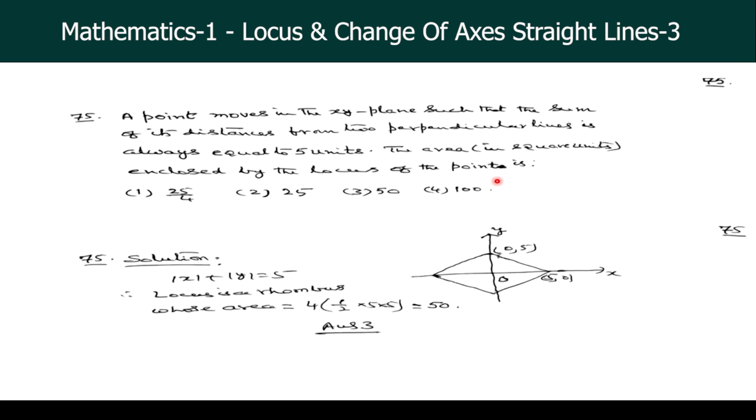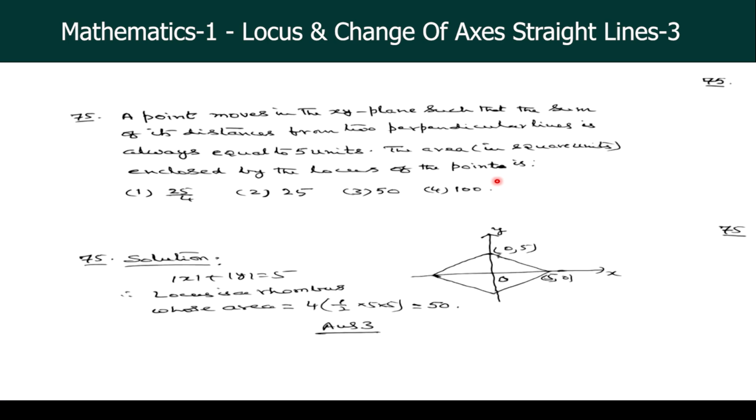Okay. You take the two perpendicular lines as the x and y axes, without loss of generality. Now, the distances of the point P (x, y) from the x and y axes are nothing but mod x and mod y. So their sum, the sum of the distances from the two perpendicular lines, is mod x plus mod y equal to 5. This means the equations are x plus y equal to 5, x minus y equal to 5, minus x plus y equal to 5, and minus x minus y equal to 5.